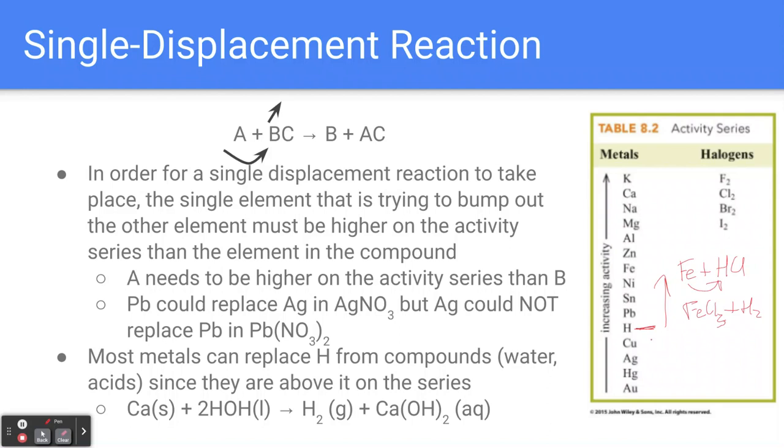However, when we go down below hydrogen, those cannot kick them out. So we've got copper, silver, mercury, and gold. Those do not react with hydrogen in acids or water. So if I try to do copper plus hydrochloric acid, nothing is going to happen. Copper cannot kick out hydrogen. That does not happen. So that one would form a non-reaction there.